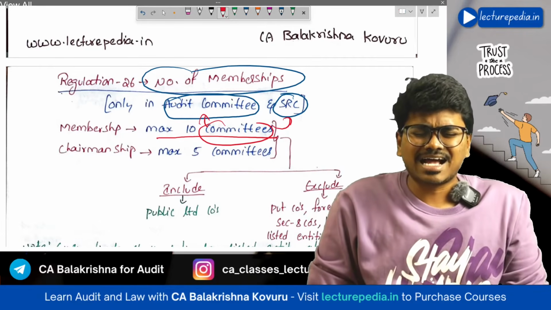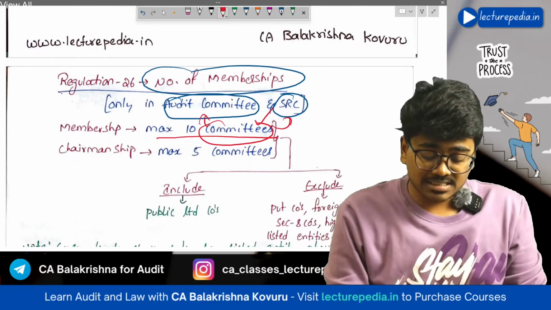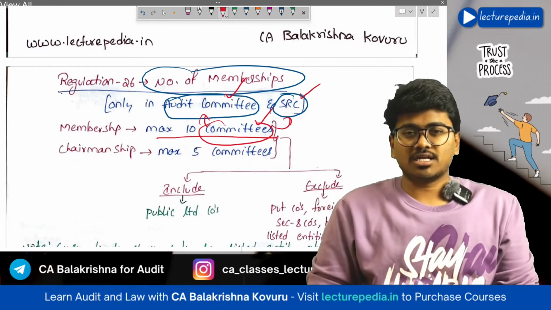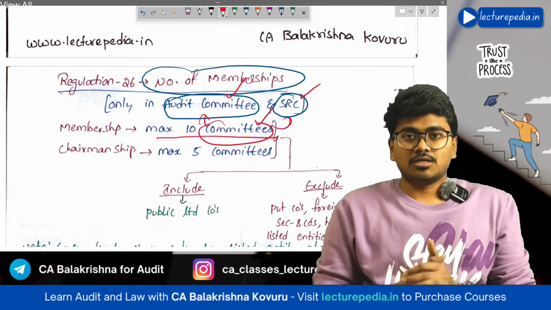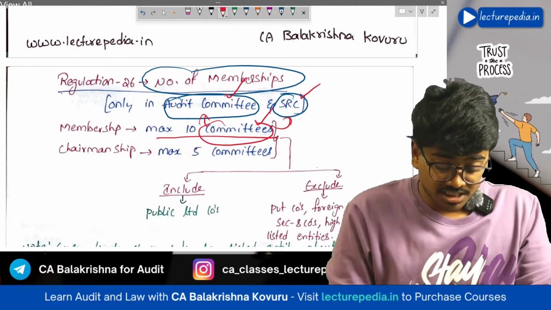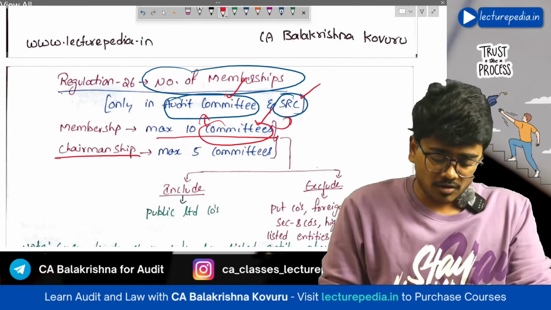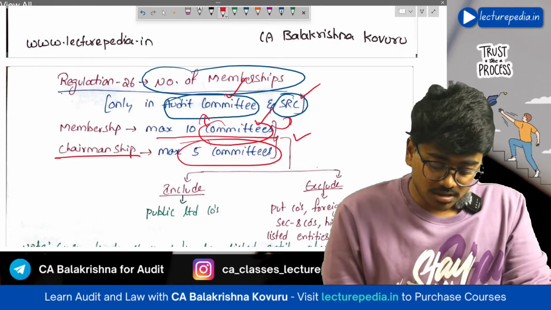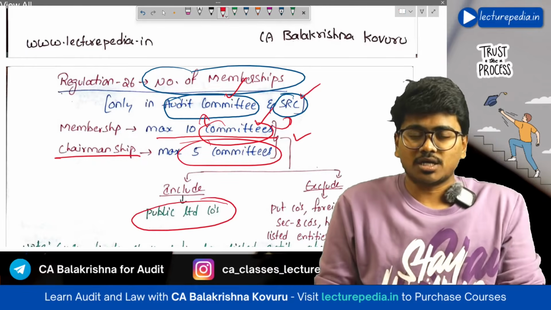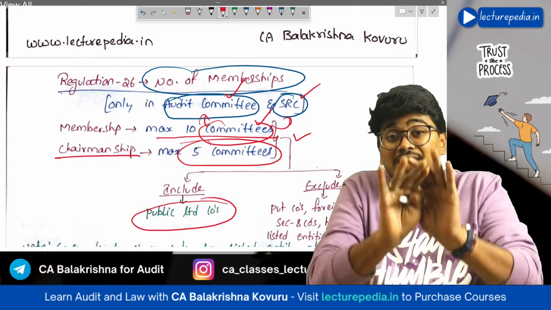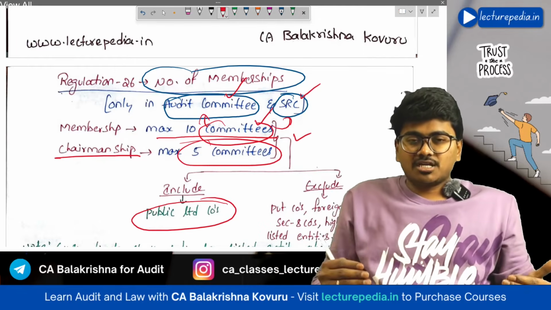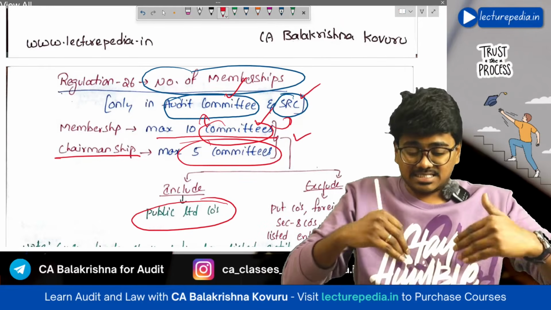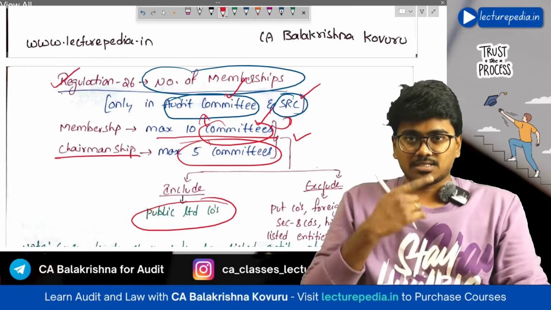You cannot act as a member of more than 10 committees. Here committees include either audit committee or stakeholder relationship committee for the purpose of this regulation. Next, chairmanship. You can act as a chairman of maximum of 5 committees only. And this includes all the public limited companies also, not only listed companies. The chairmanship or memberships in the committees of all the public limited companies will be considered for the purpose of regulation 26. Hope that is clear.